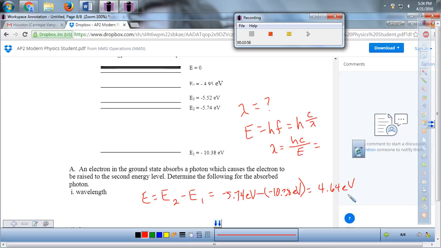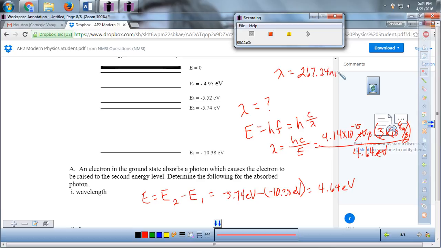All right, so I had my h. This is in EVs. I'm going to leave it in EV. So this is going to be 4.14 times 10 to the minus 15th electron volt seconds. This is 3 times 10 to the 8th meters per second. And then I divided that by my energy, and my energy is 4.64 EV. So the EVs cancel, the seconds cancel. I'm left with meters. So my wavelength that I calculated was 267.24 nanometers. All right, so that wasn't any big deal.